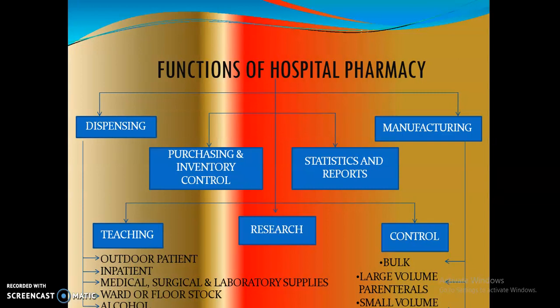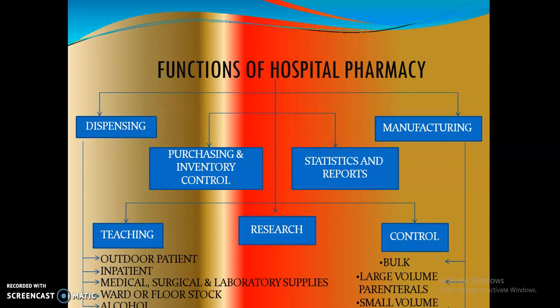So on the slide you can see these are the different functions of the hospital pharmacy. So dispensing, purchasing and the inventory control, statistics and the reports. Also, the hospital pharmacy has a function for the manufacturing of different large volume parenterals, small volume parenterals and the bulk products. Also, they are dealing with statistics and making of reports. They are taking a part into research as well.